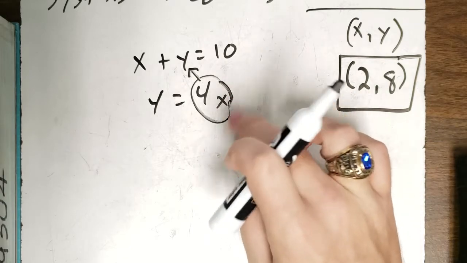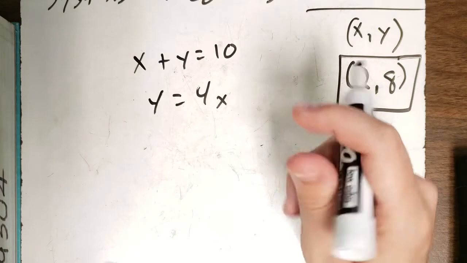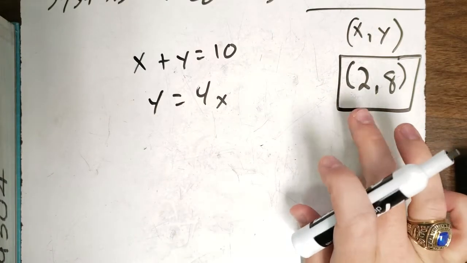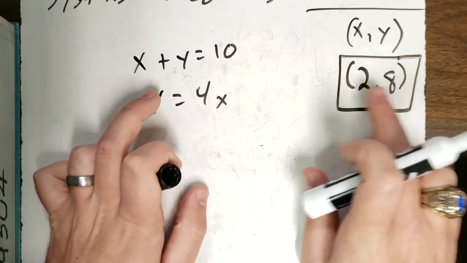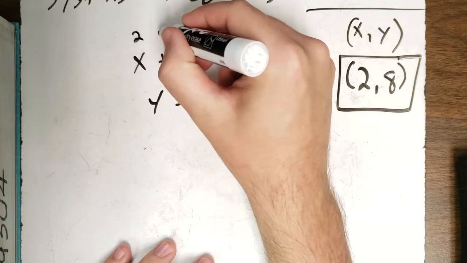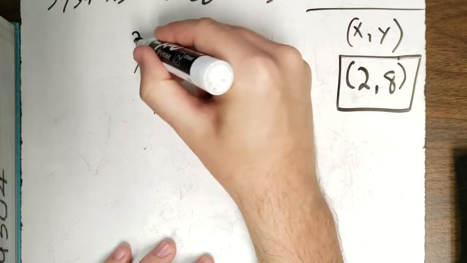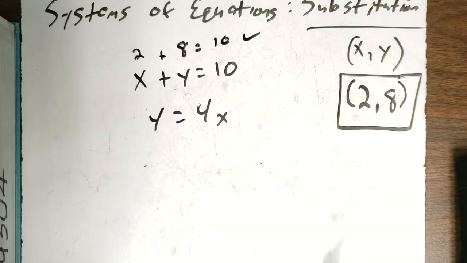Okay. Now, if we take this, the point is that you can plug in x and y here into these two equations and it works. So for example, if we plug in 2 and 8 here, x and y, if x is 2 and y is 8, we know 2 plus 8 equals 10. That checks out, okay?